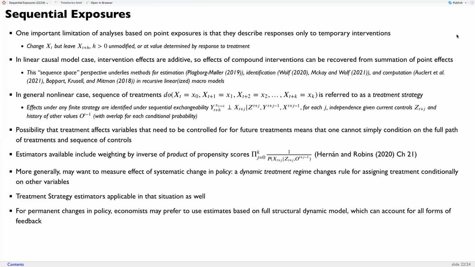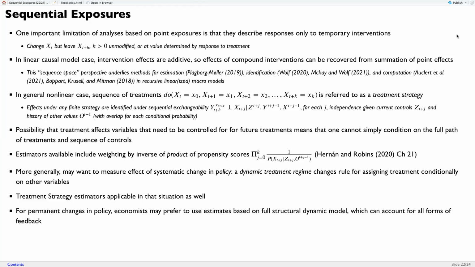If you want to measure the effect of a policy, so conditional changes, allowing the future x's to depend not just in a deterministic sequence, but on a value that depends on realized values of other observations, you can also measure the effects of a policy there using similar sorts of estimators.